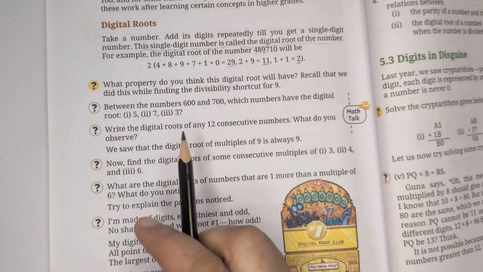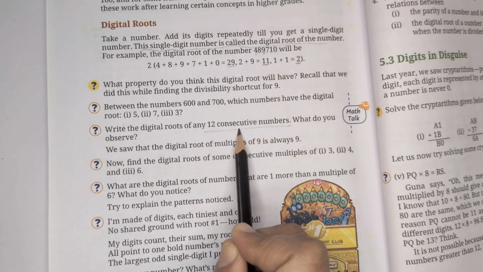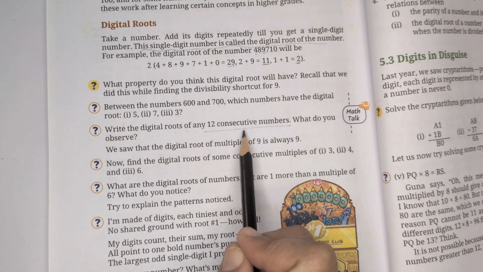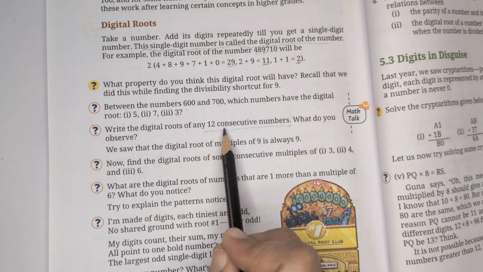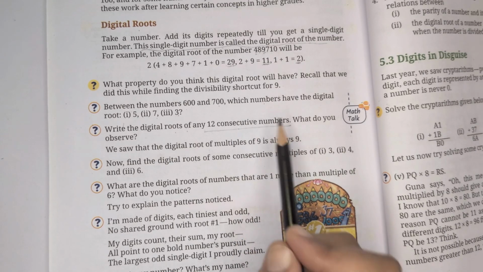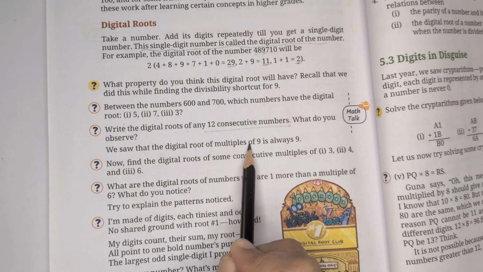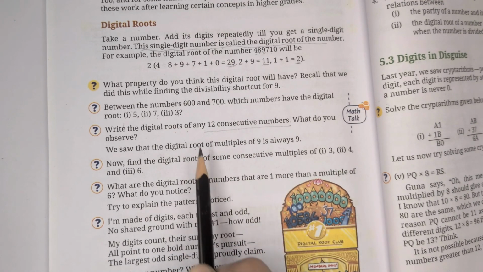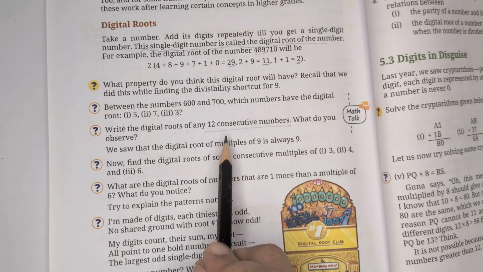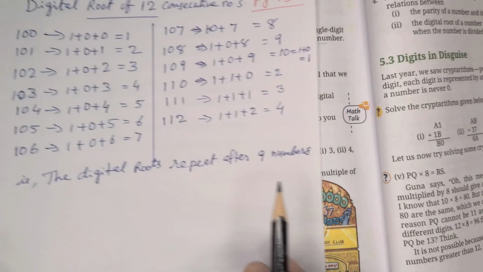Here is the question: write the digital roots of 12 consecutive numbers. Consecutive numbers means continuous numbers. What do you observe? Here we can take any 12 continuous numbers, 3-digit, 4-digit, or 2-digit numbers, anything. Then we saw that the digital root of multiples of 9 is always 9. So we can take the numbers from 100 to 112. Consecutive numbers means continuous numbers.